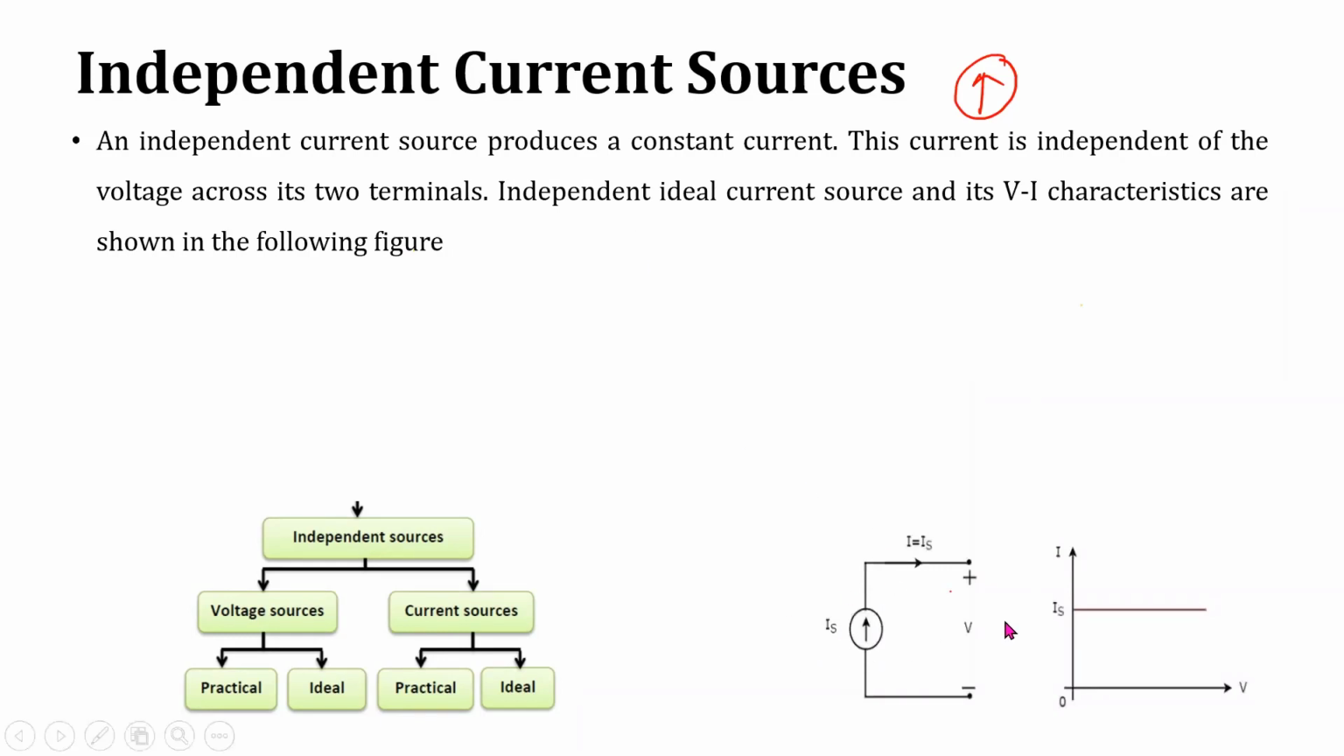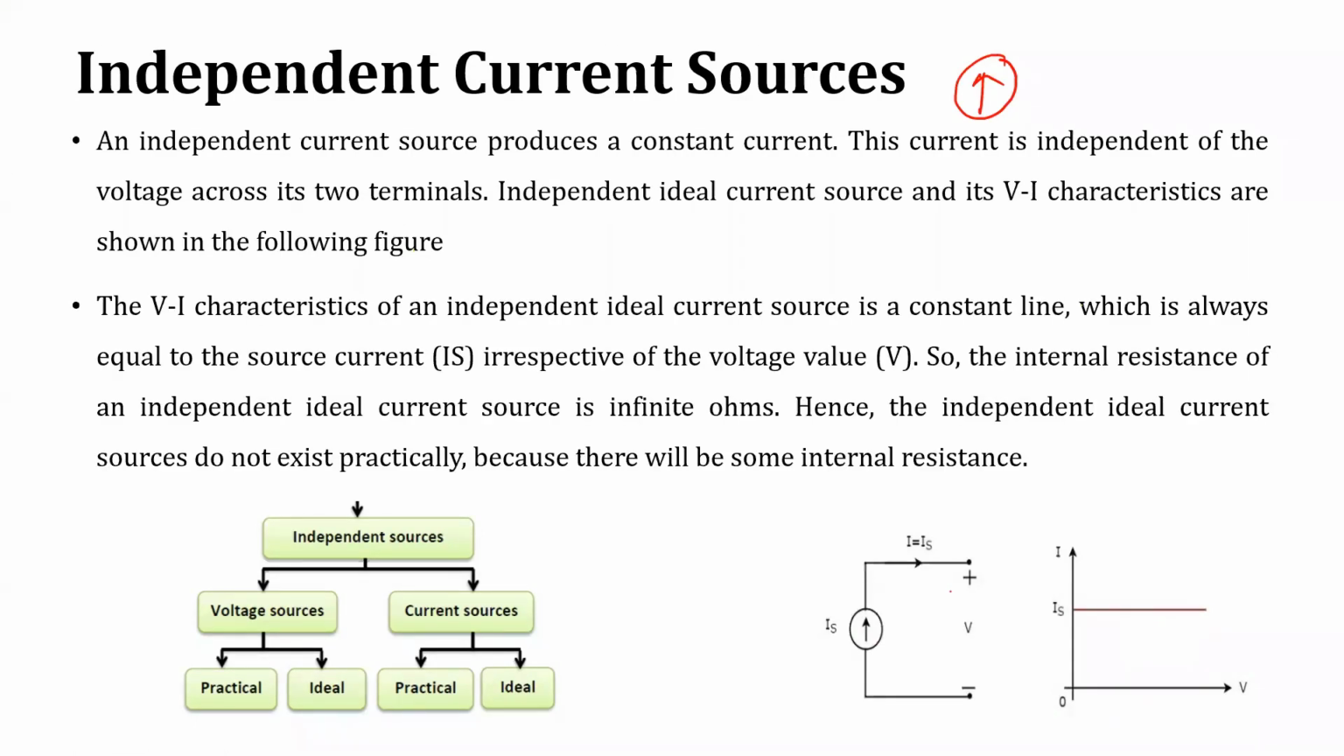So the independent current source produces a constant current, which you can see here. The VI characteristic of an independent ideal current source is a constant line, which is always equal to the source current irrespective of the voltage value. So the internal resistance of the independent ideal current source is infinite ohm. Hence, independent ideal current sources do not exist practically because there will be some internal resistance.